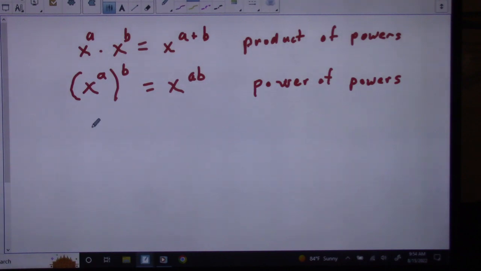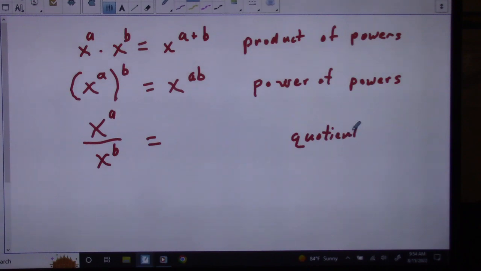Okay. What if we have x to the power of a divided by x to the power of b? What is that? That's the quotient of powers. It's going to be x to the power of a minus b. So you subtract. When you have two powers like that, that's how you do that one.